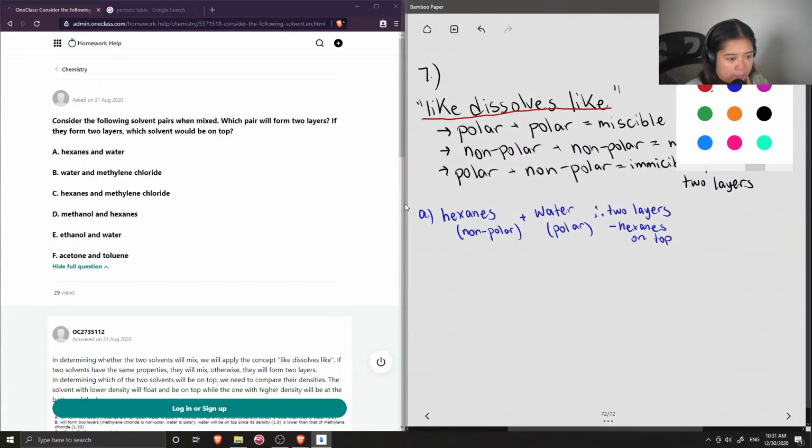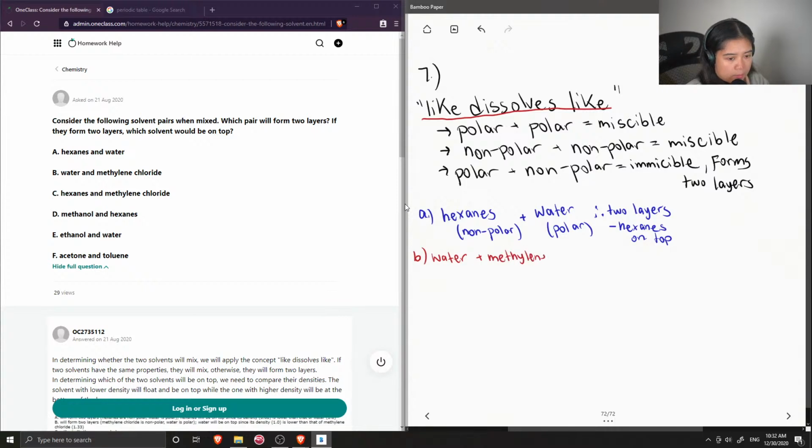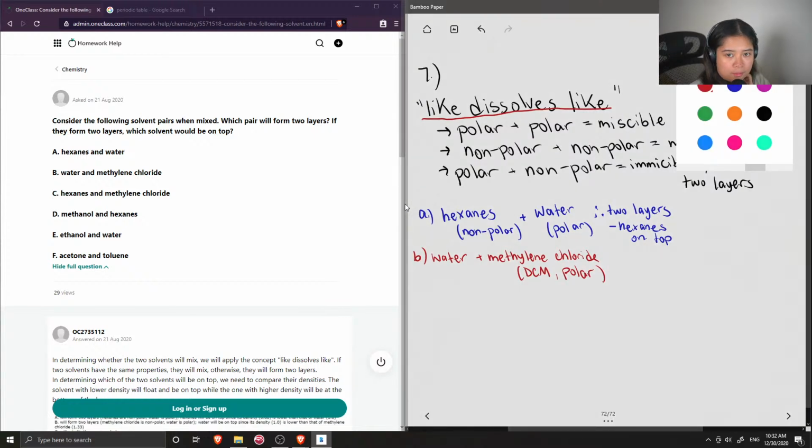Okay, so now let's look at B. Water plus methylene chloride. So methylene chloride is also known as DCM. And it's actually a polar substance. So these will dissolve. I'll just say that they'll mix.